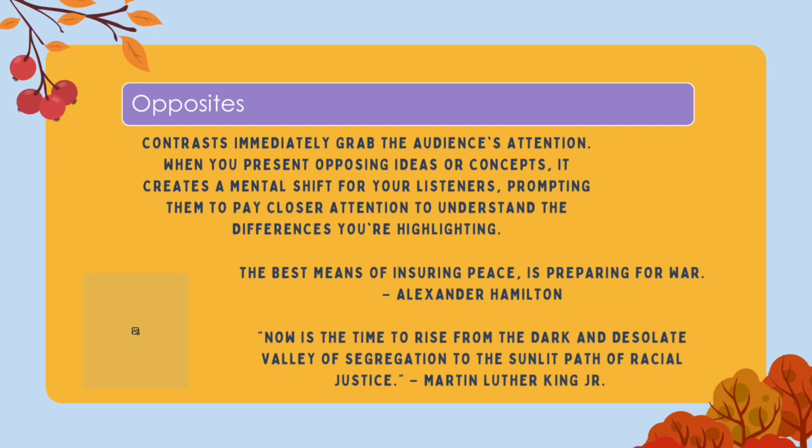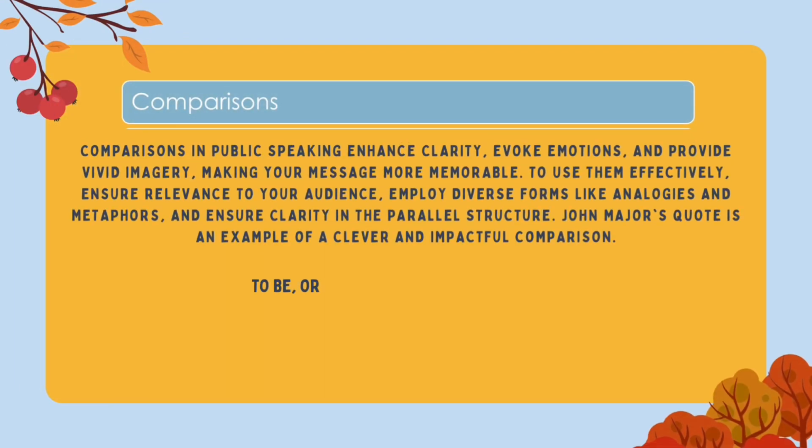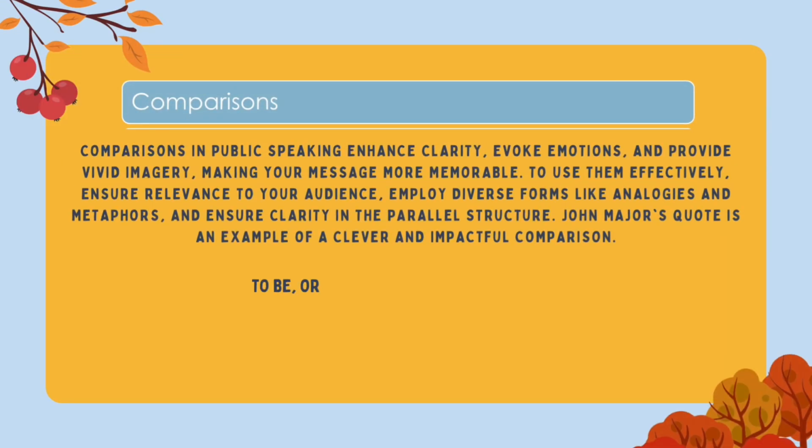Here are some examples. The best means of ensuring peace is preparing for war, which was said by Alexander Hamilton, and now is the time to rise from the dark, desolate valley of segregation to the sunlit path of racial justice, which was said by Martin Luther King Jr., and it is a stark difference in the wording that he uses.